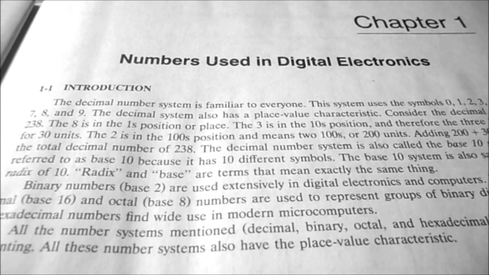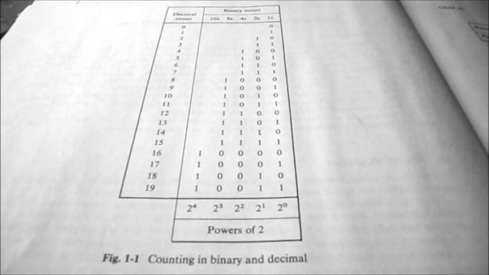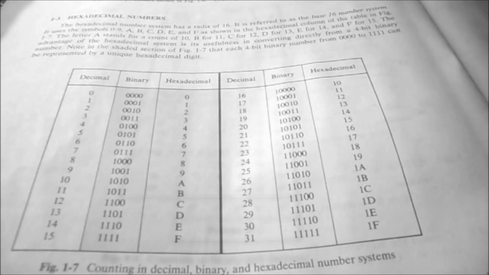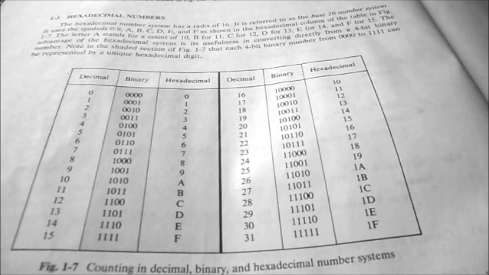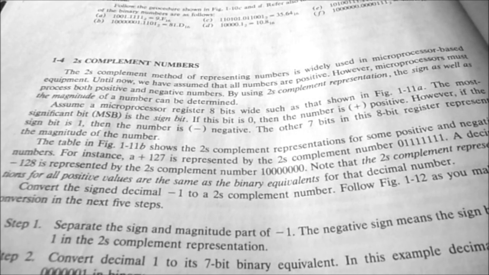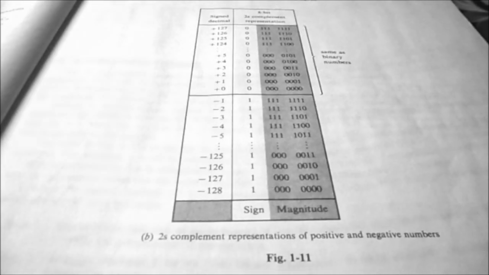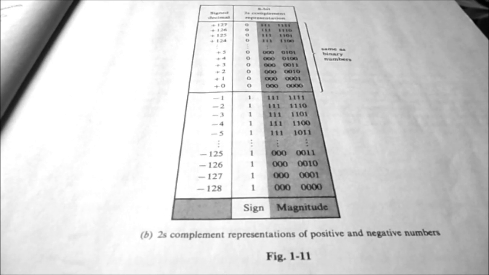So looking in your textbook, we can see that section 1-1 is an introduction to numbers used in digital electronics. Section 1-2 talks about binary numbers, and you can see figure 1-1 talks about counting in binary and decimal. Section 1-3 is about hexadecimal numbers, and you can see in figure 1-7 they're counting in decimal, binary, and hexadecimal numbering systems. Section 1-4 talks about 2's complement numbers, and figure 1-11 talks about 2's complement representation of positive and negative numbers.